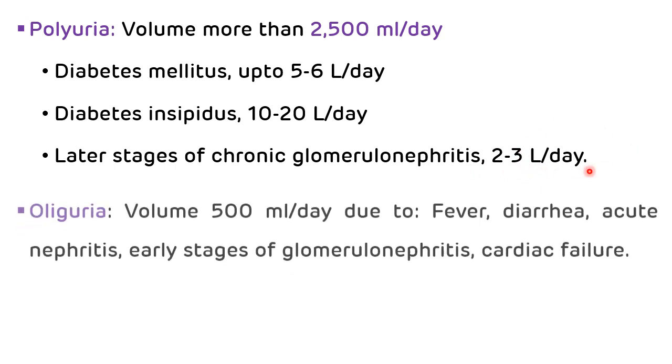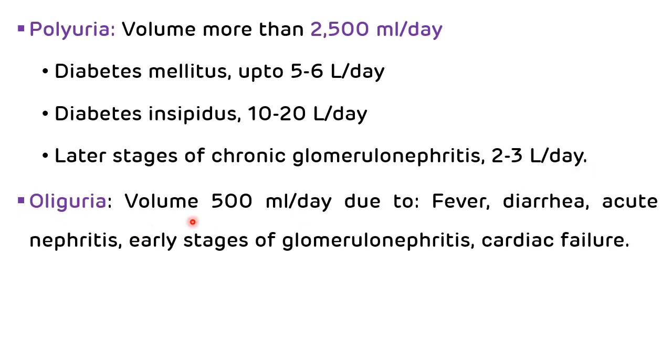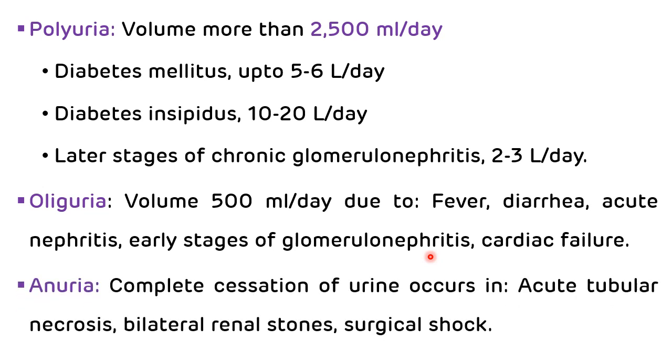Second condition is oliguria, in which urine volume is around 500 ml per day, and it is due to fever, diarrhea, acute nephritis, early stages of glomerulonephritis and cardiac failure. The third condition is anuria, that is complete absence of urine. It is seen in acute tubular necrosis, bilateral renal stones, and surgical shock. So that is polyuria, in which urine volume is more than 2500 ml per day, oliguria, in which urine volume is around 500 ml per day, and anuria, which is a complete absence of urine.